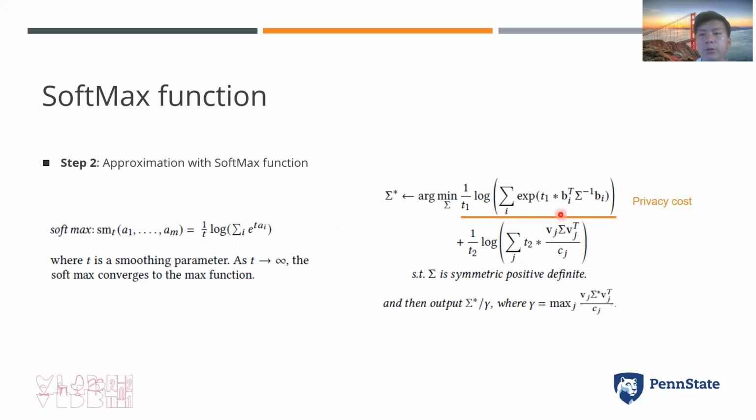So the first term deals with the privacy cost, and the second term handles the accuracy constraints. Note that in the end, we need to make sure that the sigma is scaled properly. So in the end, we have this variance is more than the desired target bound.